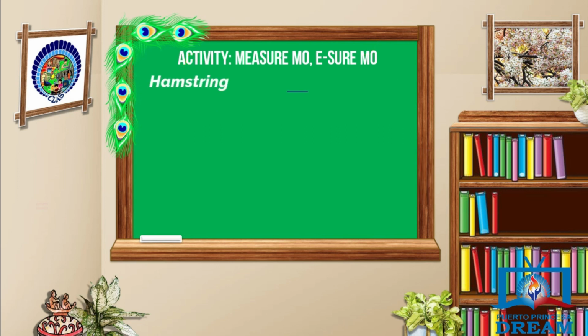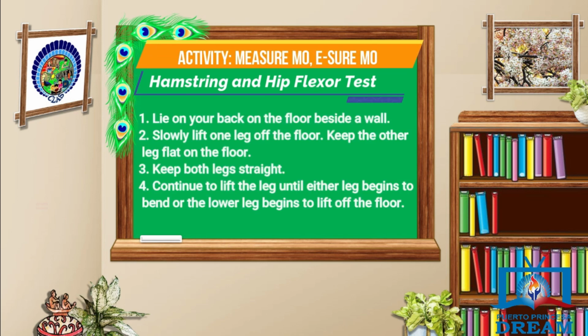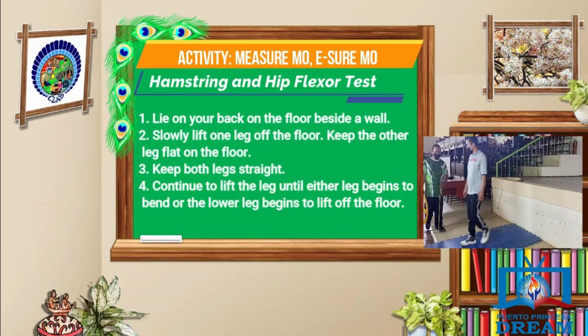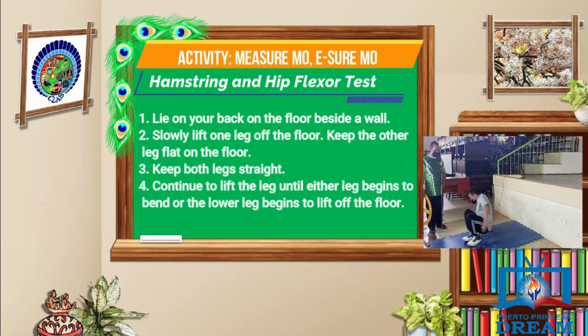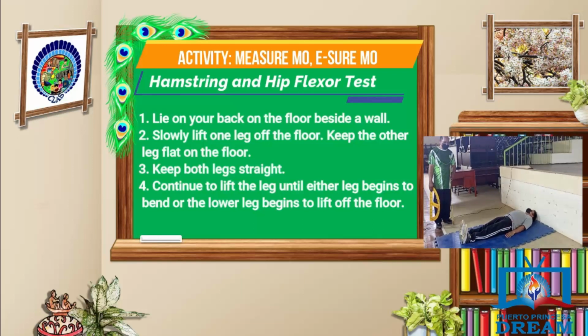Let us proceed to hamstring and hip flexor test. The purpose of this is to test flexibility of the hamstring and hips. The equipment needed is protractor. The procedures are: number 1, lie on your back on the floor beside a wall. Number 2, slowly lift one leg off the floor. Keep the other leg flat on the floor. Number 3, keep both legs straight.